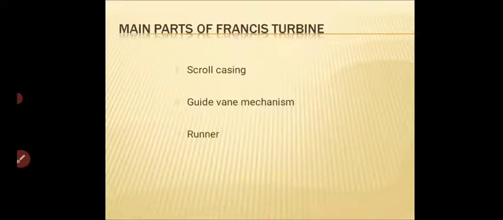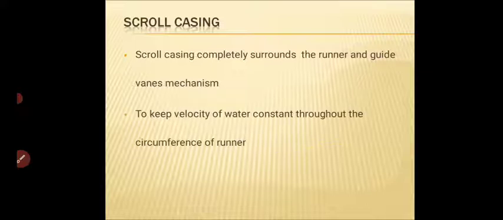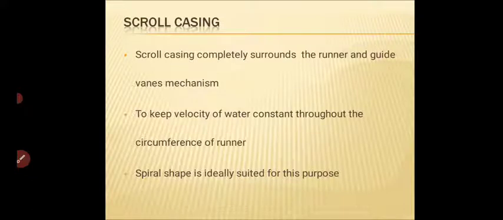The main parts of the Francis turbine are the scroll casing, guide vane mechanism, runner, and draft tube. The scroll casing, I hope we already discussed in that video, and we watched in the video clearly. The scroll casing completely surrounds the runner and guide vane mechanism. It keeps the velocity of water constant throughout the circumference of the runner. The spiral shape is ideally suited for this purpose.